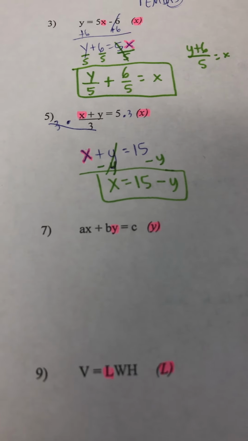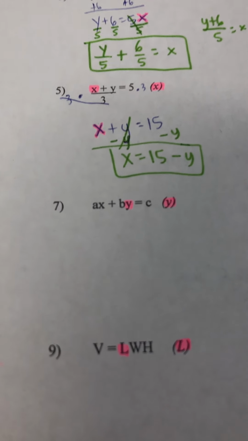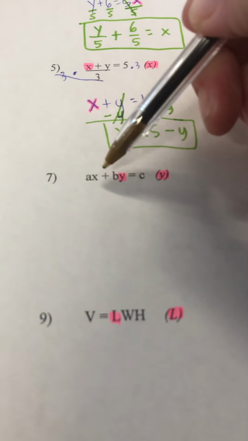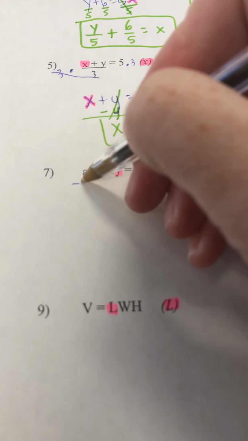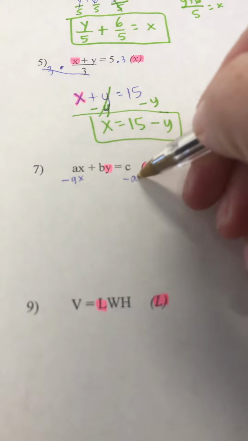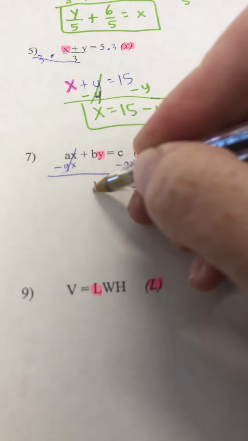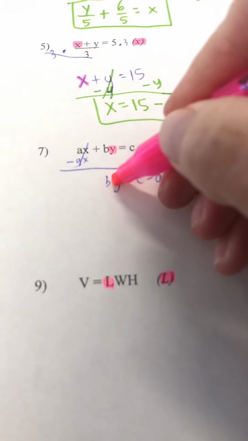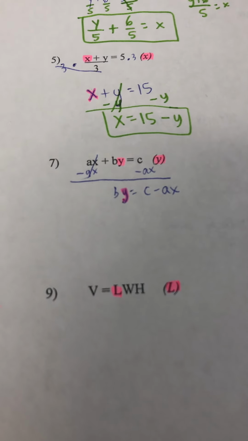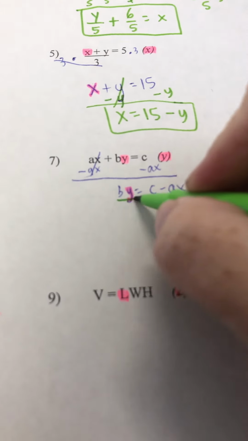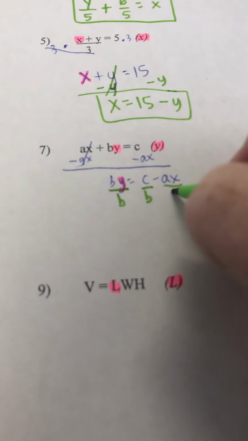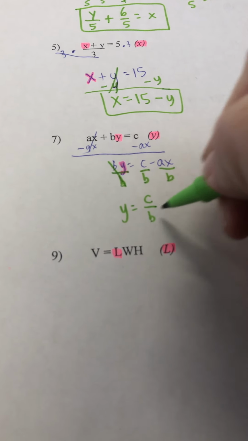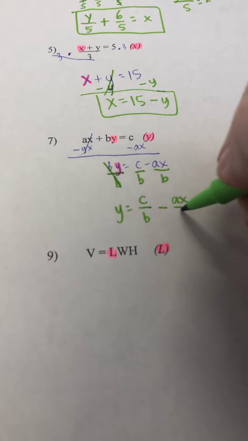Okay, looking at number 7. We want y. And again, that's all letters, and we're okay with that because we can see that b is multiplied, and it says plus ax, so we're going to subtract ax to the other side. So we've got by equals c minus ax. But I want y by itself. It says b times y, so I'm going to divide everything by b. And so my answer is y equals c over b minus ax over b.